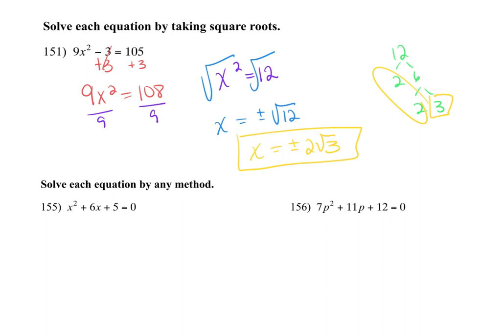All right? When it says by any method, which is the last section here, if I'm going to look at something like number 155, I'm going to immediately solve by factoring because it's a really easy factoring. x plus 5, x plus 1. Set each one equal to 0. All right? If it's something like 156, I'm not even going to bother trying. First of all, this is not factorable. But I'm not going to spend 30 minutes trying to figure out if it is.